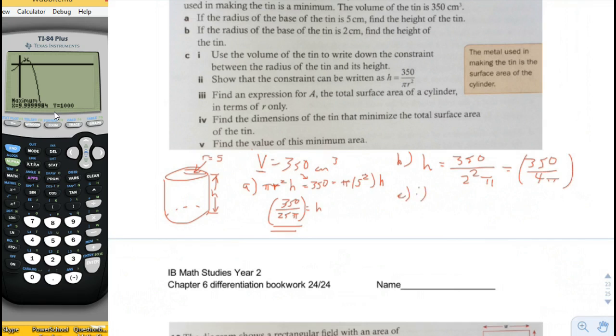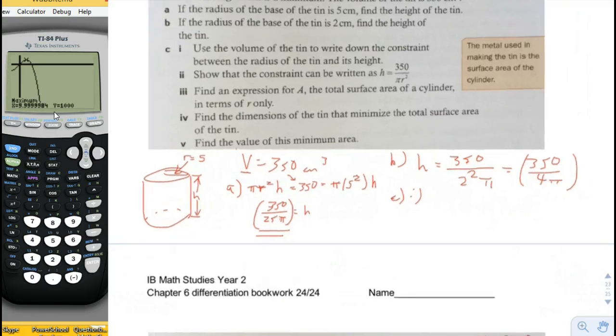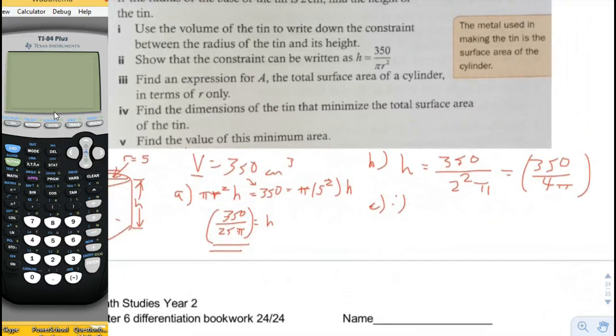Okay. Now C. Use the volume of the tin to write down the constraint between the radius of the tin and its height. Okay, so pi r squared h is equal to 350. So this is the constraint they were talking about, because this constraint relates r with h. Pi, remember, is 3.14, and 350 is just a number. So this is telling us that if r gets bigger, h gets smaller. If h gets bigger, r gets smaller.